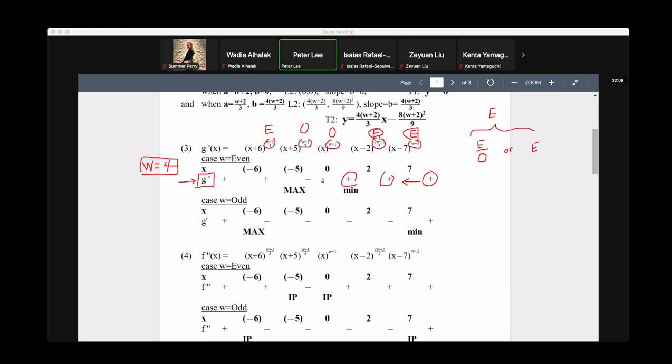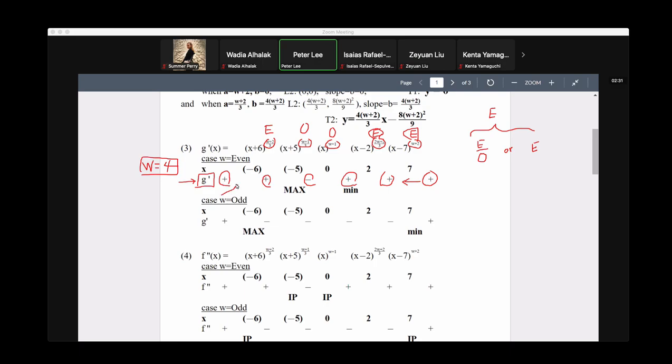When you cross over an even power, the sign does not change. When you cross over an odd power, the sign does change. And then when you cross over here, the sign does change again. Yeah, the sign does change. And then when you cross over an even power, the sign does not change. So what we get is plus plus, minus, plus plus plus, and so that means G prime is plus.